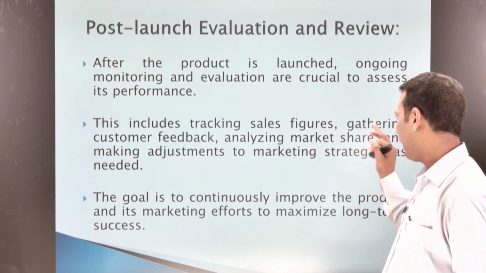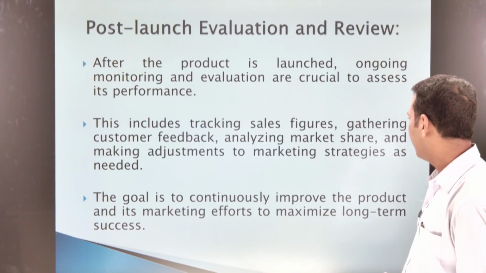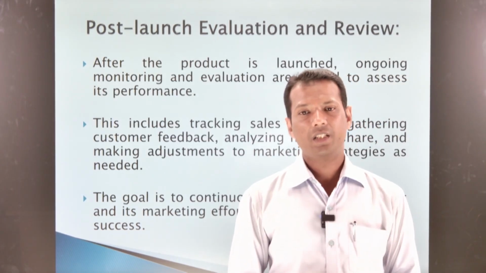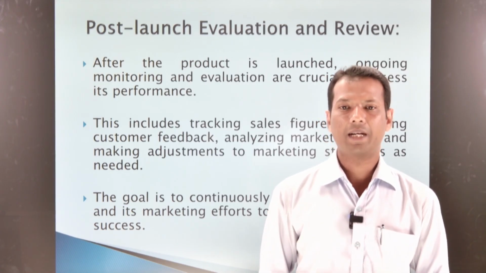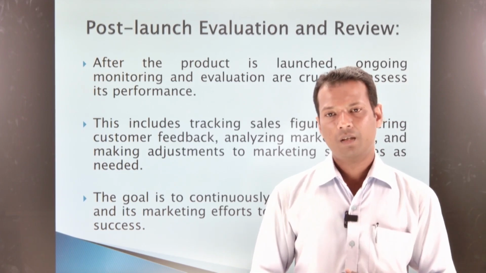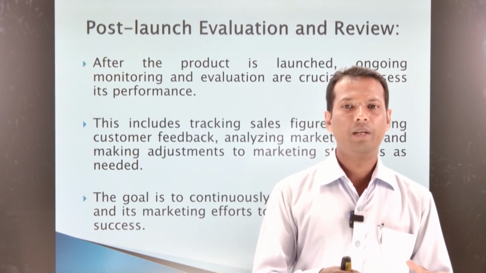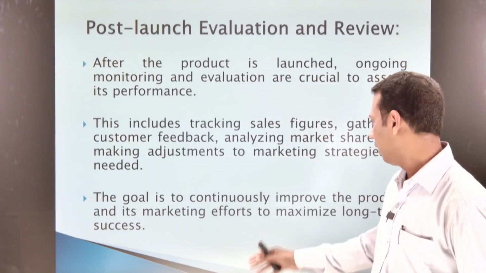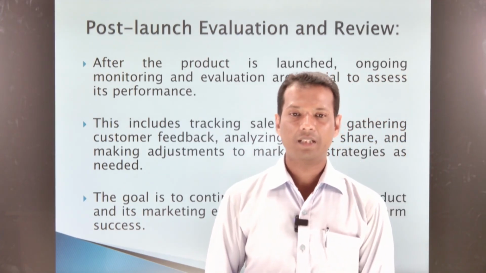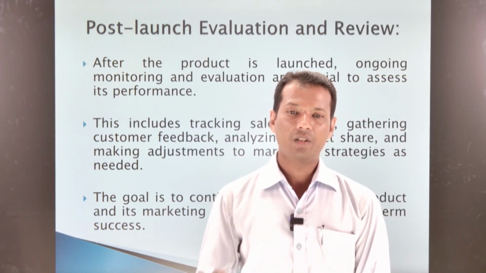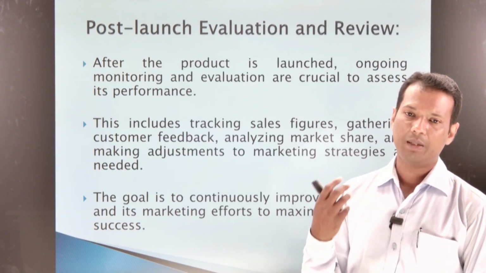Okay, so this includes tracking sales figures, what the sales are, gathering customer feedback, analyzing market shares, and making adjustments to marketing strategies if needed. The marketing strategies which we have already applied to that product, whether they are actually working or if there is any glitch in the marketing strategy, and if there is, we are going to amend those glitches. That is important for a proper evaluation and review of that product. Okay, so the goal is to continuously improve the product and its marketing effort to maximize long-term success. If you are into long-term success, then we continuously evolve the product and improve the marketing efforts, so that we can maximize the sales.